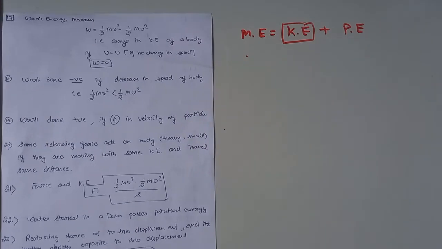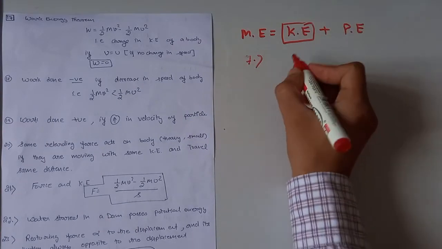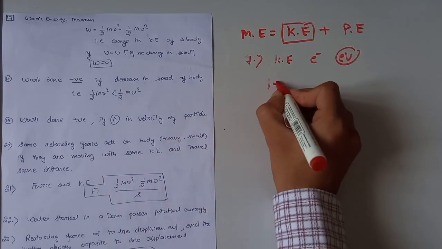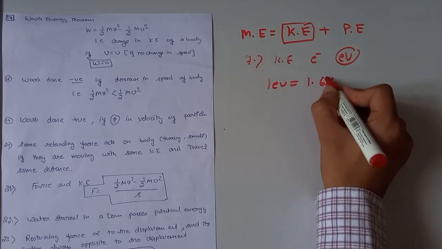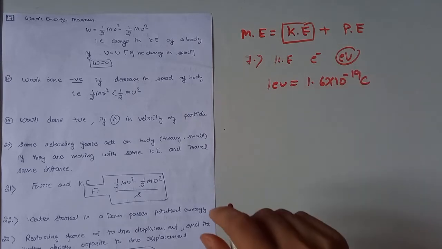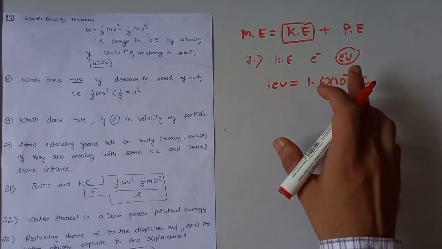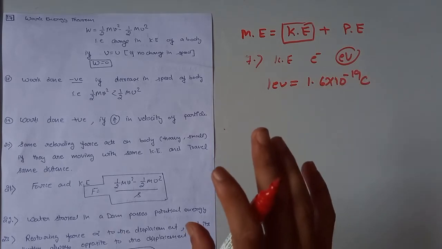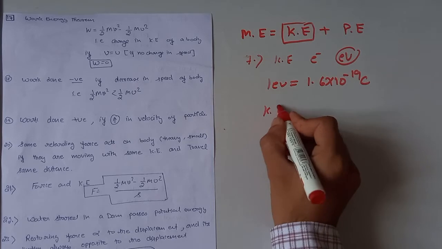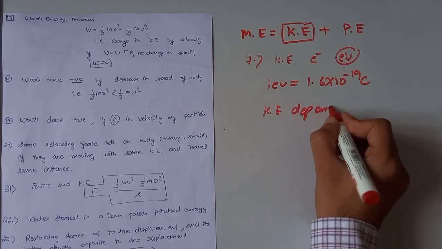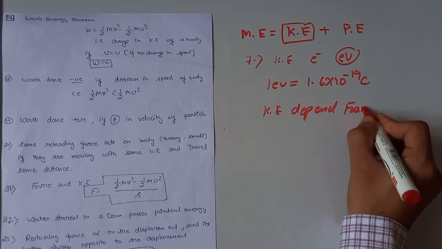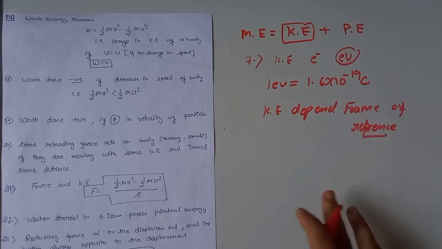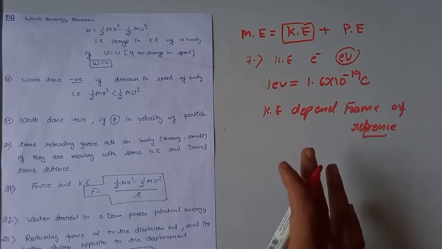Our next key point about kinetic energy is the kinetic energy of an electron. Kinetic energy of an electron is measured in electron volt, and 1 electron volt is equal to 1.6 into 10 raised to power minus 19 joule. And this kinetic energy of a body depends upon the frame of reference. I hope all these key points of kinetic energy are clear to you.